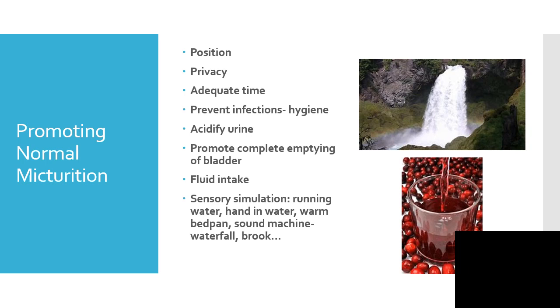I have pictures here of a waterfall, just as an example, and also of cranberry juice. You may have heard that you can drink cranberry juice to help prevent urinary tract infections. This just goes along with increasing the acidity of the urine.